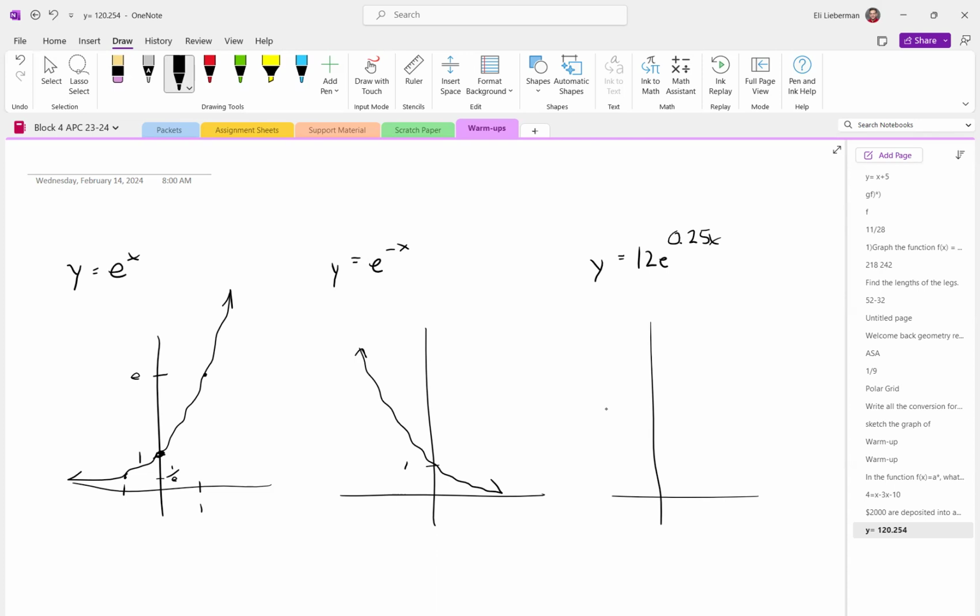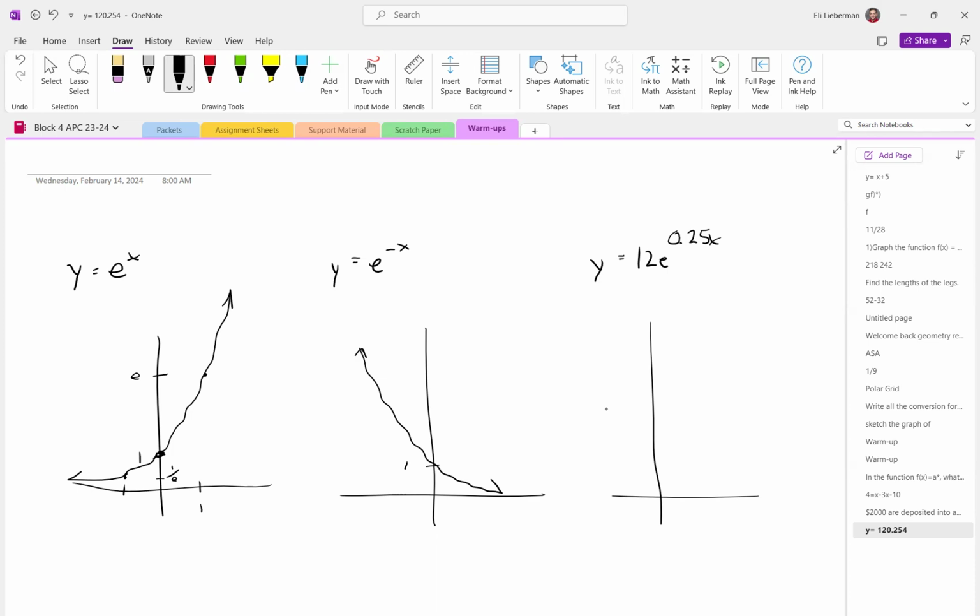It is going to be a horizontal stretch. Why is it a stretch? It's a stretch because it's less than 1 and greater than 0, right? Between 0 and 1 is going to be a stretch, specifically a stretch by a factor of 4. Are we good with that? How do we know it's 4? 0.25 is 1/4. We know that it's the reciprocal. So what point will that affect? Let's talk about 1 comma e. That's going to become 4 comma 12e, right?